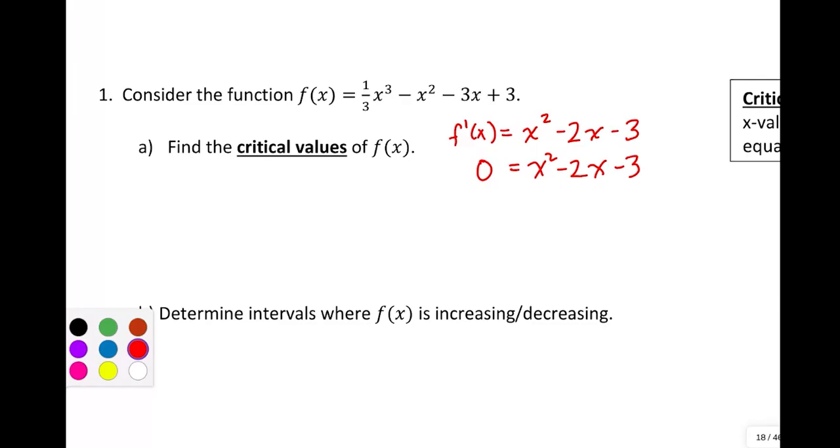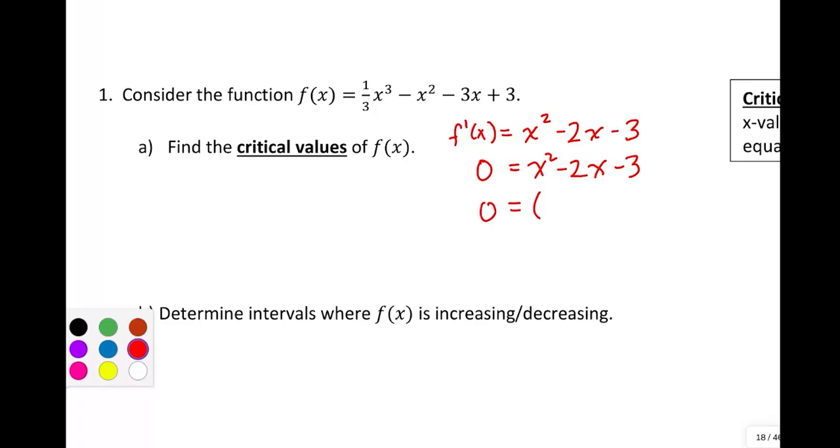Now, technically, you might also have a critical value when this function is undefined, but this is a polynomial function, which is never undefined. So you don't really need to consider that. Usually you only need to consider that if you have a rational function, something with a hole, or maybe a vertical asymptote, like with the tangent graph or something like that. But for any polynomial, you don't need to worry about it because they have a domain of all real numbers. There's nothing that is going to make that undefined.